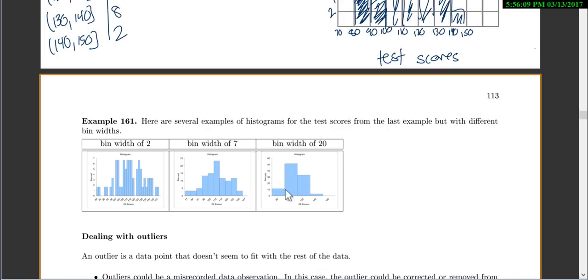But a bin width of 20 is not helpful. It seems like it's just so big you can't even see anything anymore because the rectangles are all so wide. So I would say this bin width of 7 is probably the best option. It seems to look the best, right? And sometimes in software you can even change the bin widths, and sometimes I've had to play with them a few times to find something that looks good and gives a good representation of the data.